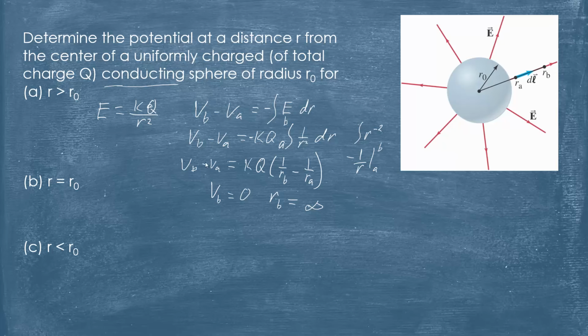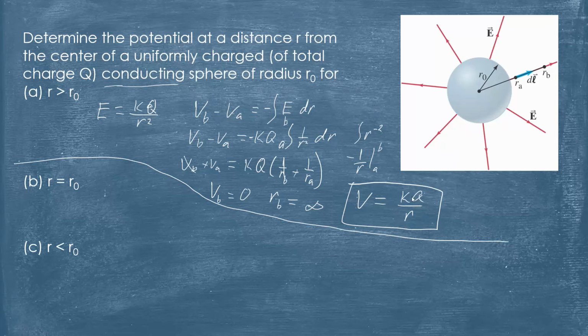And if we do that, then these terms go away and our negative signs can cancel out. And we can get an expression for the voltage at any location. We can drop the A subscript: V is just equal to KQ over R. So there you go. That is part A. This is going to be an important solution that we're going to use quite a bit.